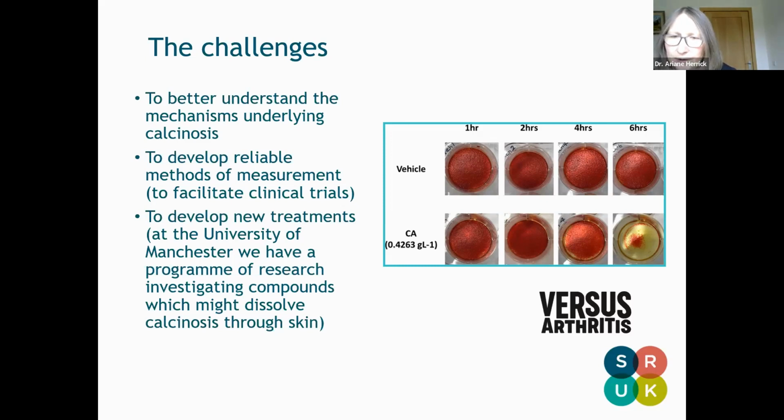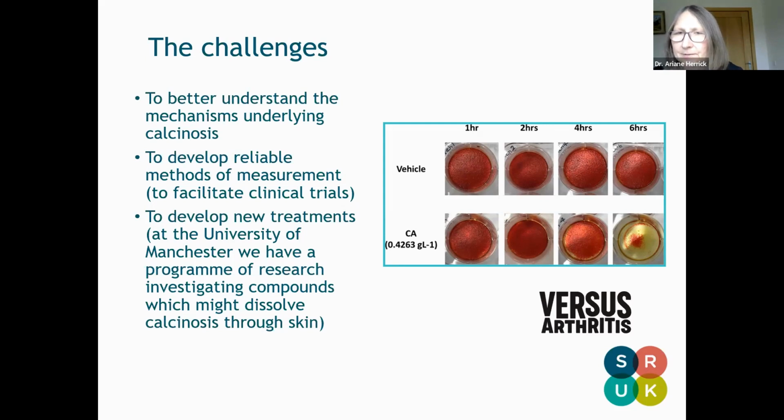So we're hoping to take this work forward, but unfortunately, clinical trials in people, which is the next step for us, are very expensive, and it's very difficult to identify funding for them. But we are in the process of doing that, because that's what we want to do now. We want to do a clinical trial looking at these topical treatments for calcinosis.